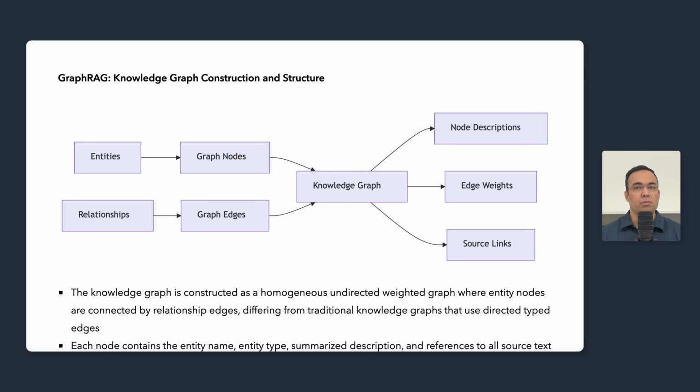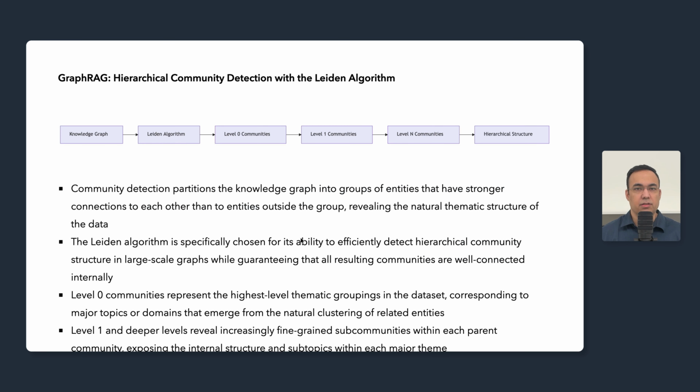Now let's examine how community detection partitions this graph into useful clusters, and why GraphRAG uses the Leiden algorithm to partition the knowledge graph. Community detection is a graph analysis technique that partitions nodes into groups called communities. The defining characteristic of a community is that the nodes within the community have stronger connections to each other than to the nodes outside the community. In the context of GraphRAG, communities represent clusters of entities that are closely related to each other.